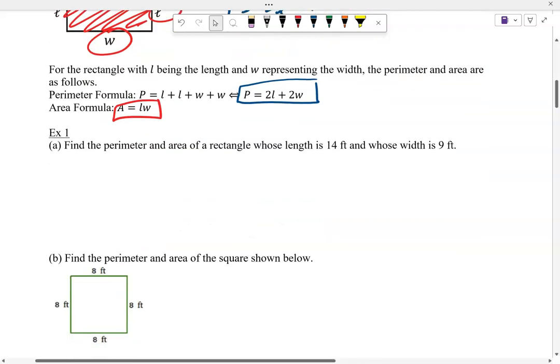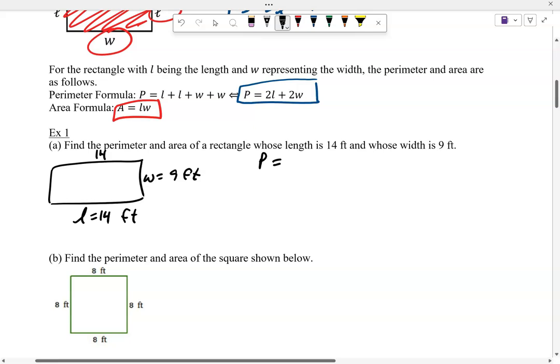So let's go ahead and do it for a rectangle here. Let me draw a rectangle with a longer side L, which is 14, and the width, which is 9 feet. So what would the perimeter be? Well, it would be 14 plus the 14 on top plus the 9 plus the 9. That would end up being 28 plus 18, 46, and this is all in feet. Whatever our units are, in this case, they're feet.